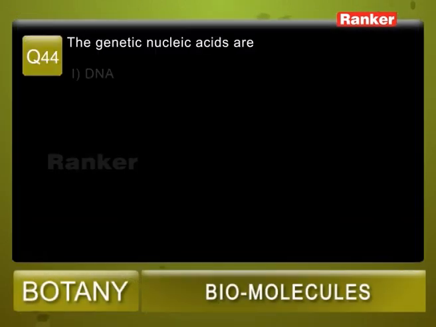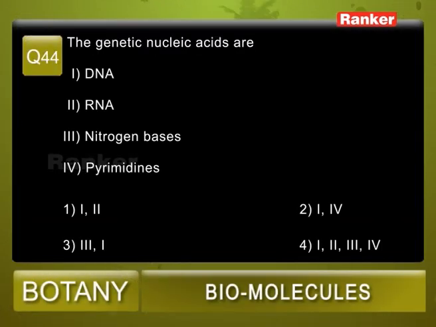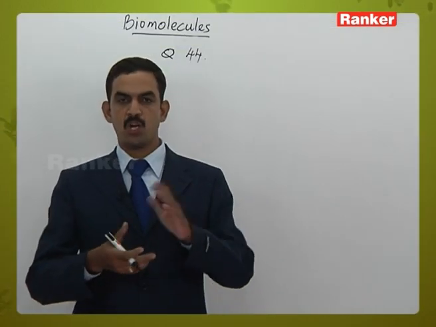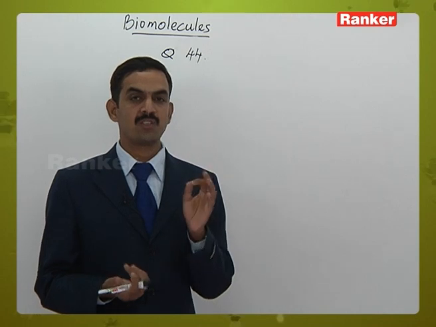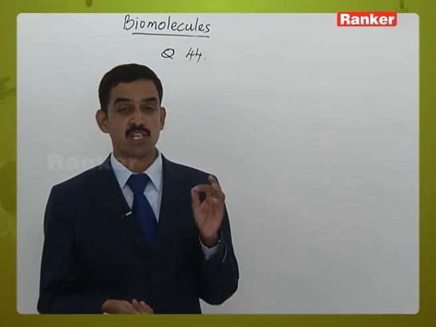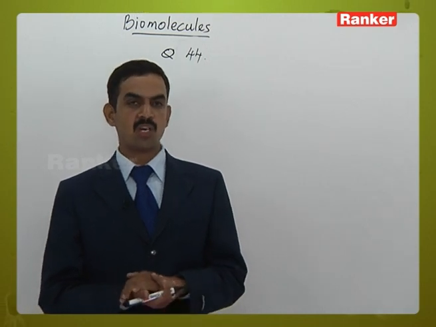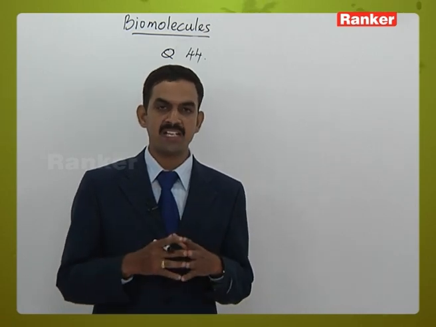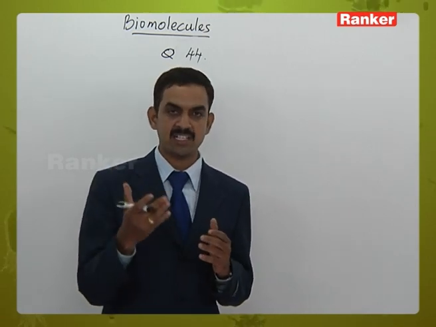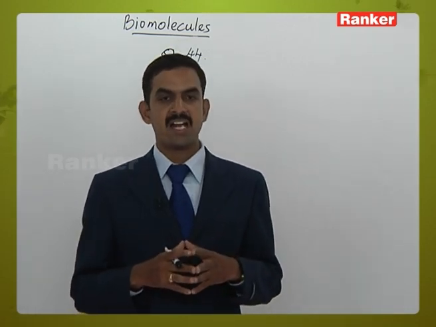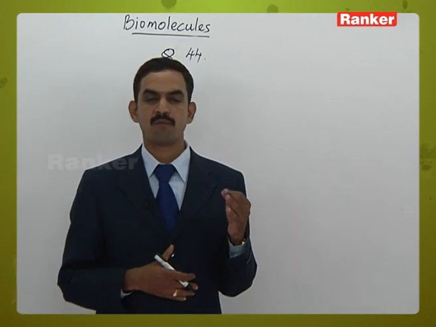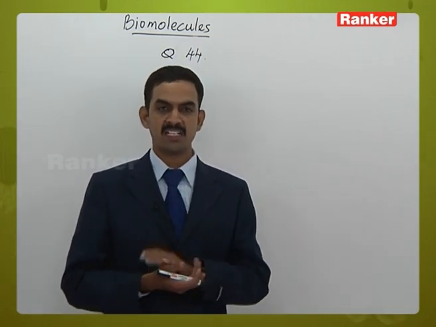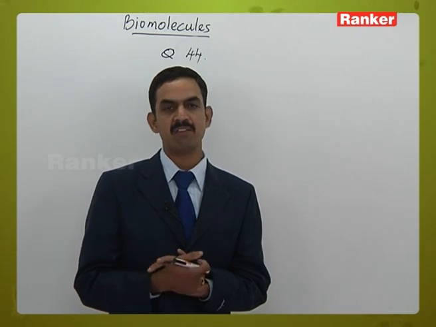Question number 44, the genetic nucleic acids are options 1 DNA, 2 RNA, 3 nitrogen base, 4 pyrimidines. Okay, from the given options, here it is saying that genetic nucleic acids, that is the nucleic acids which are acting as genetic materials. We know that most of the organisms have DNA as genetic material, which is helping in the transfer of characters, or they are helping in inheritance, okay, from one generation to another generation. So DNA is the most frequently usable form of genetic material in most of the living organisms.